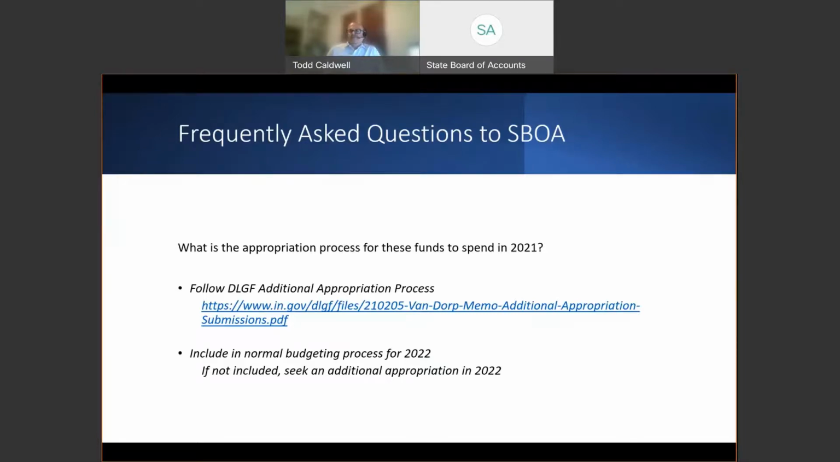We've had some questions from people who aren't planning to use the money this year, but they're going to use it next year. And what would they do? So to use ARPA money in 2022, it's our understanding that the ARPA money should be included in the normal budgeting process for next year, including the advertisement and adoption of appropriation. And as with any appropriation question, if you have any further questions on how all of that works for ARPA, you can always contact your local DLGF representative.